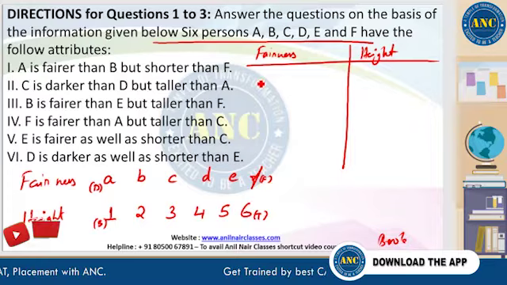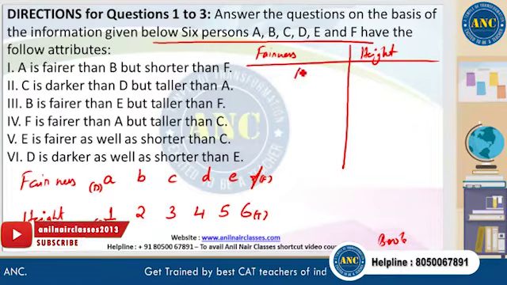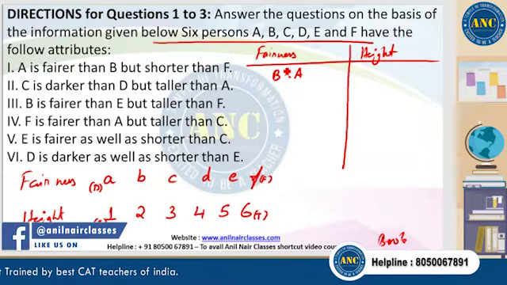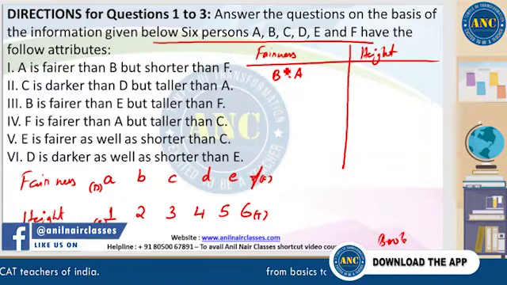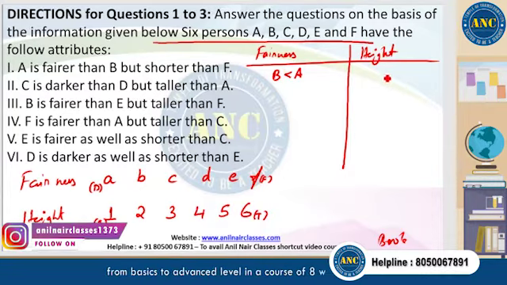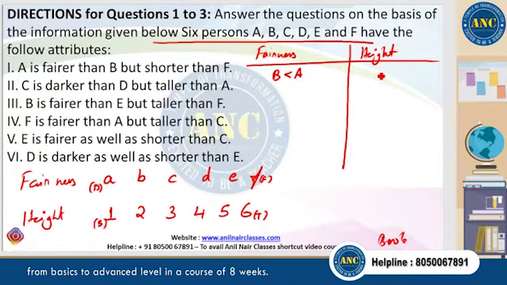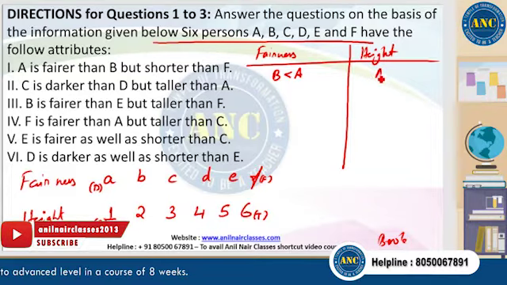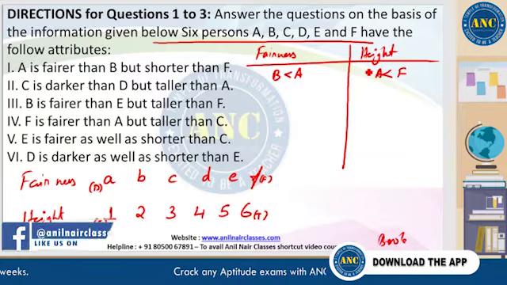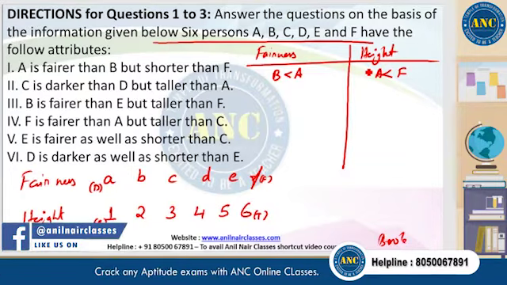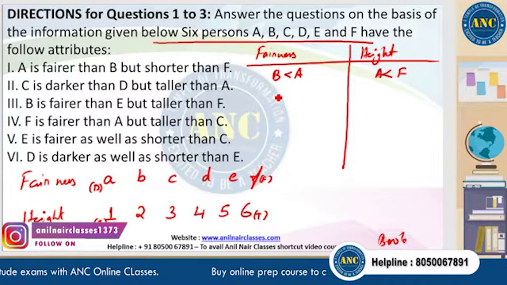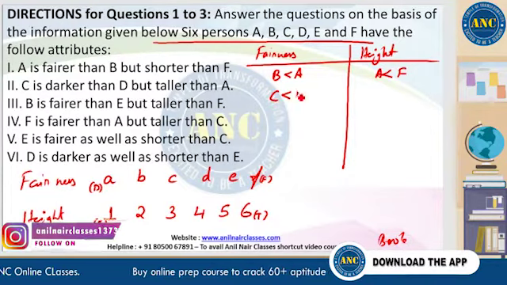They say A is fairer than B. If A is fairer than B, that means B is darker than A, so I'll put that with a less than sign. In no way does it mean that B is lesser than A. It just means B is darker than A. So A is fairer than B, but A is shorter than F. So F is taller than A, or greater than. In this case, I've represented it that way. C is darker than D. So we have C being darker than D.